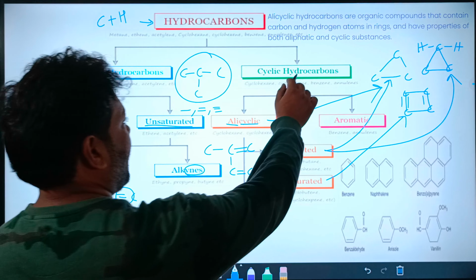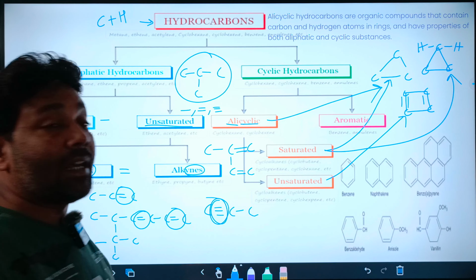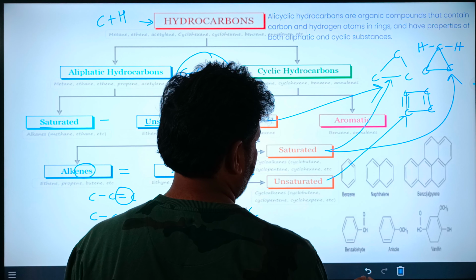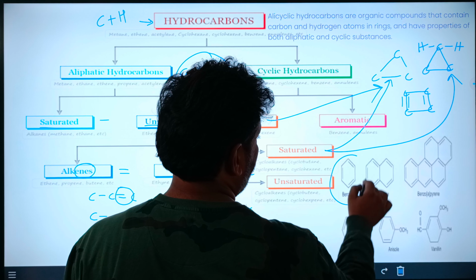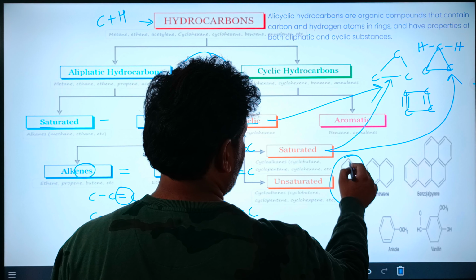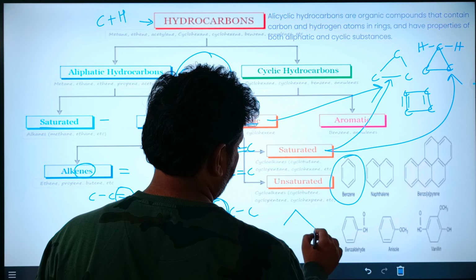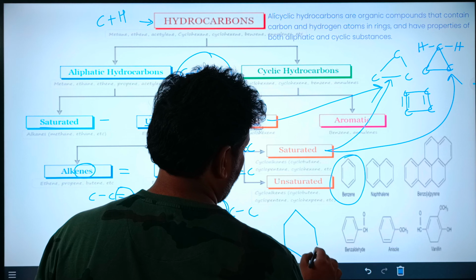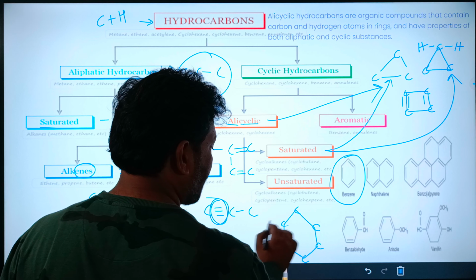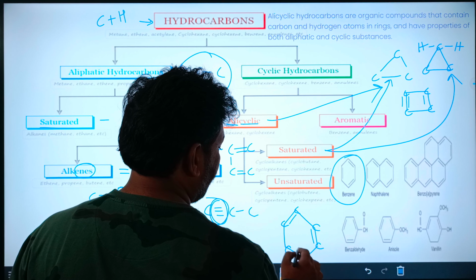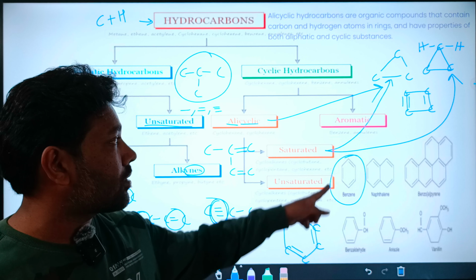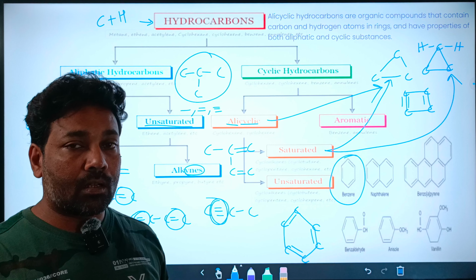Then under cyclic hydrocarbon, the second category we have is aromatic. Aromatic means such a type of ring is present. We call it aromatic. You can just note 6 carbons we have. If I draw it here, it has got 6 carbons, right? 1, 2, 3, 4, 5, 6 carbons, and there are alternate double bonds, only double bonds. So such types of structures we call aromatic hydrocarbons, right?